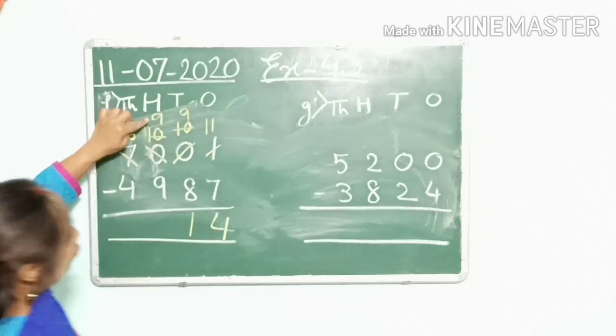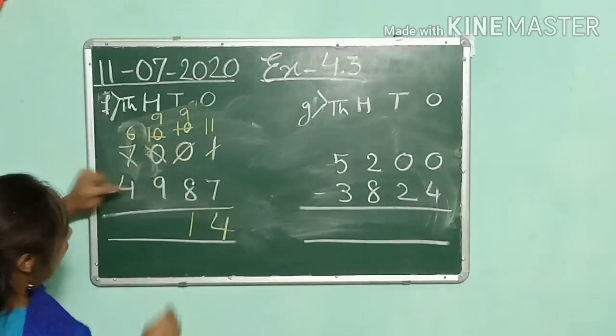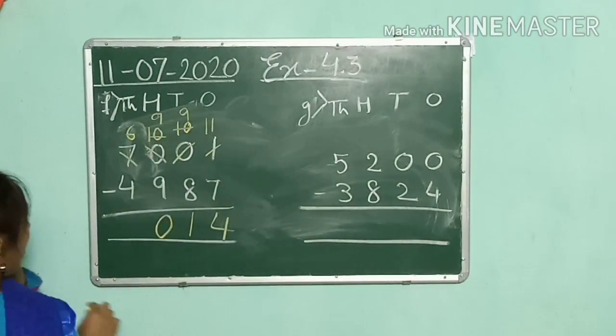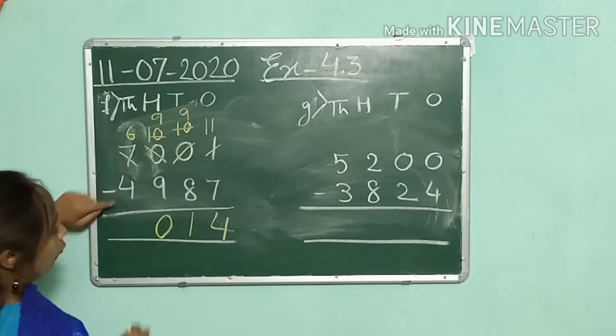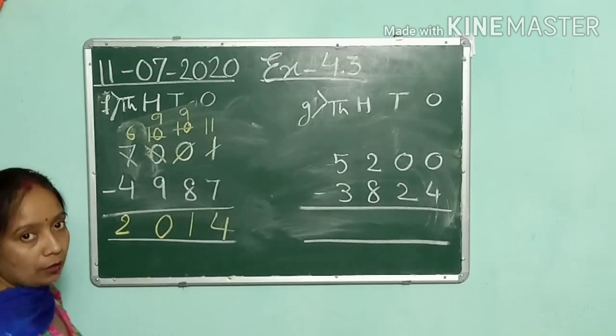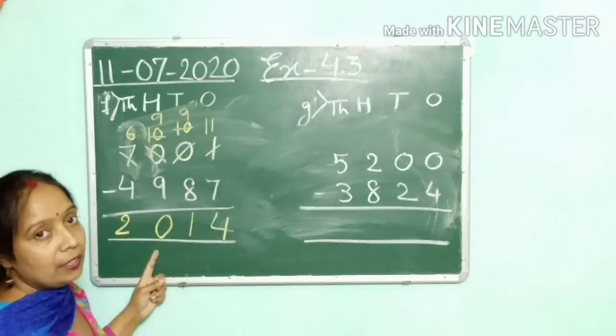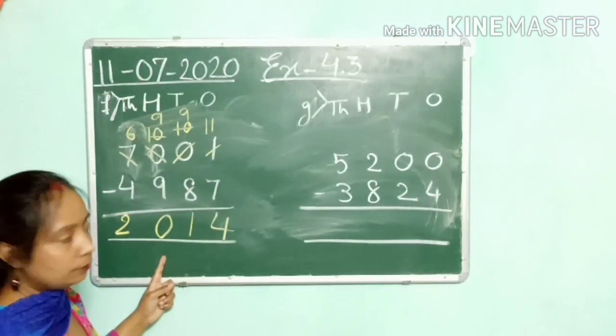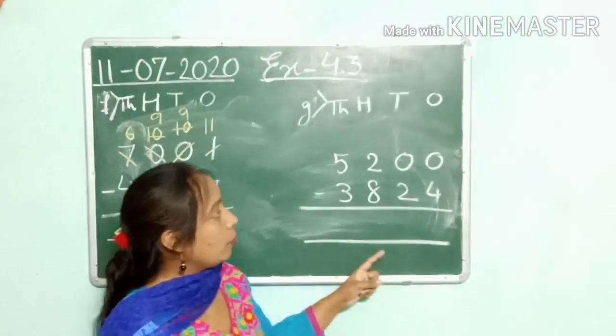Again under the hundreds column you have to subtract 9 and 9. So 9 minus 9 is 0. Under the thousands column subtract 6 and 4. So 6 minus 4 is 2. So your answer is 2014. Clear? Now we are moving to our last question.